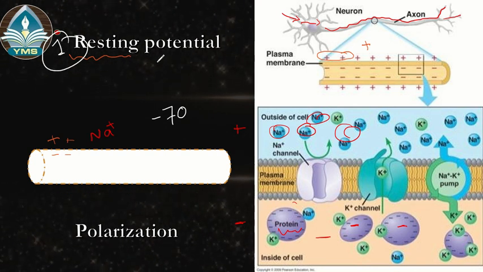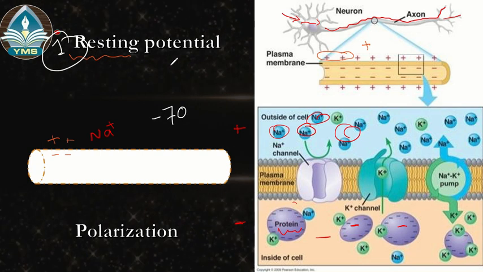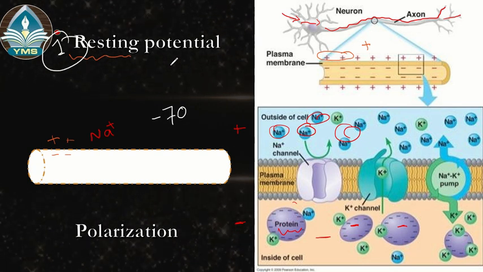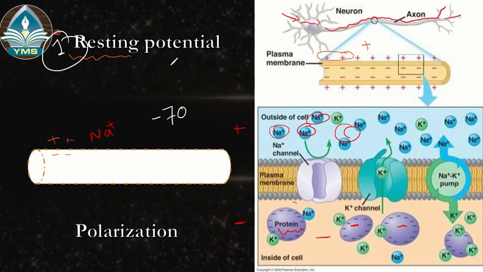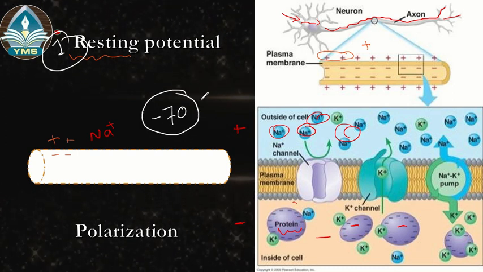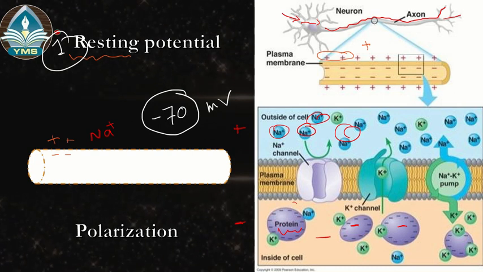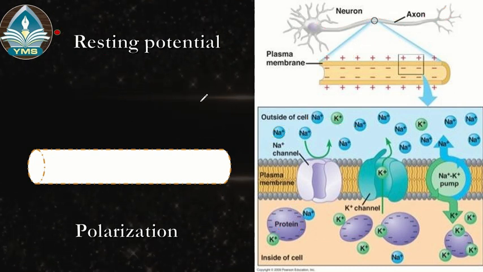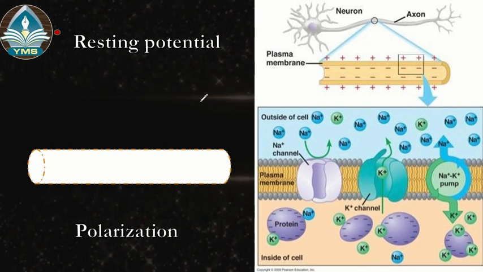If you do not have any stimuli, if you do not see anything, if you do not touch anything, if you do not feel anything, the neuron is at resting potential. What is the difference potential here? It is negative 70 millivolts. So this is stage one. What happens if you touch something, feel something, see something, or hear something?